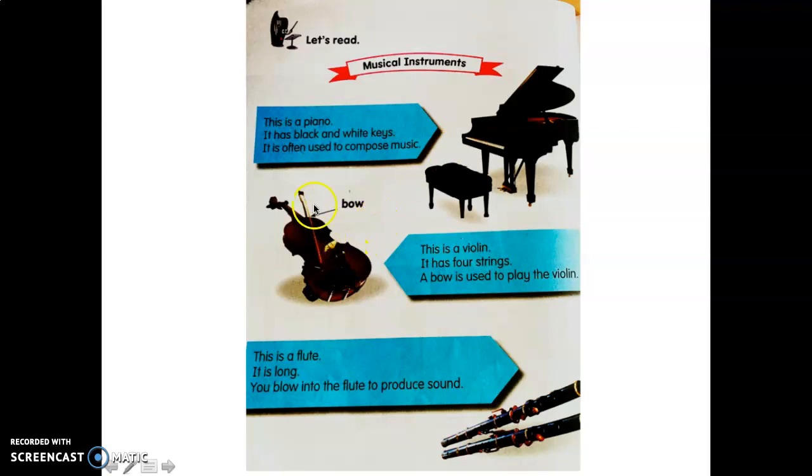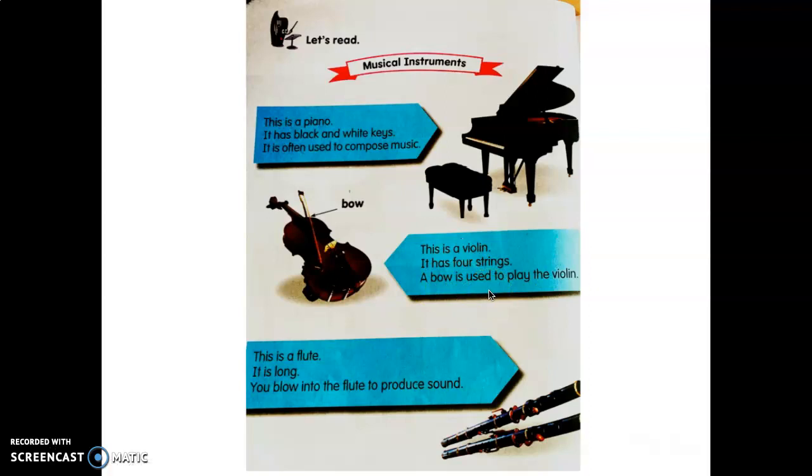Okay. What is this? Apa alatan muzik ini? Yes. This is a violin. Ini ialah biola. This is a violin. It has 4 strings. A bow is used to play the violin.